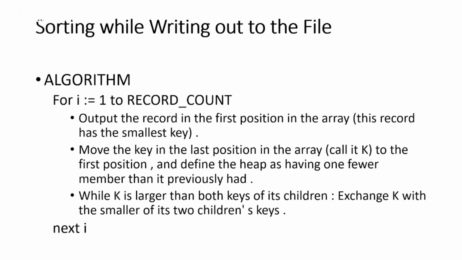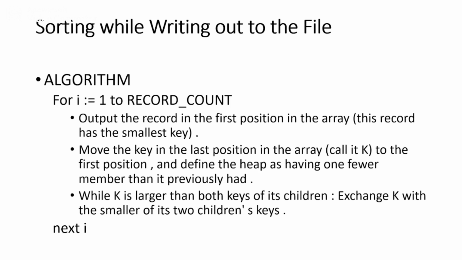We need to start from I equal to 1 to record count. Now output the record in the first position in the array. This record will be the smallest key. Move the key in the last position in the array, we call it k, to the first position. Whatever is there in the last position, the last leaf node, will be copied over to the first position. And define the heap as having one fewer member, that is, the number of elements should be reduced by 1.